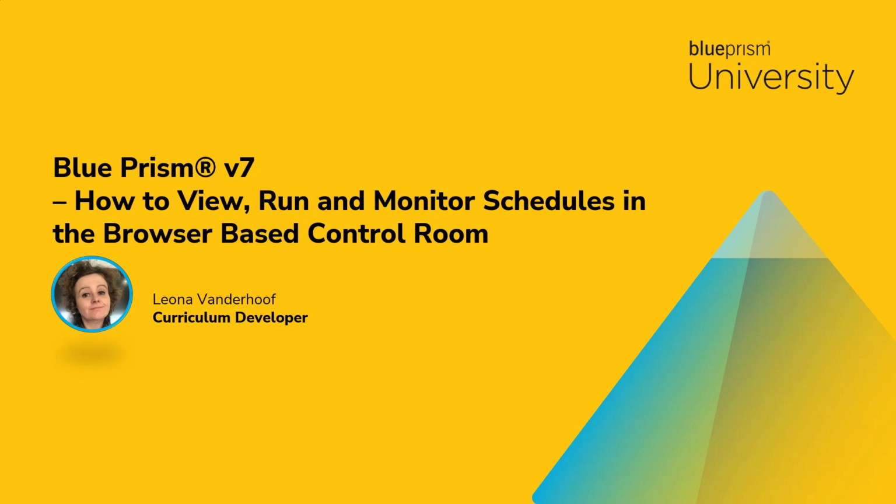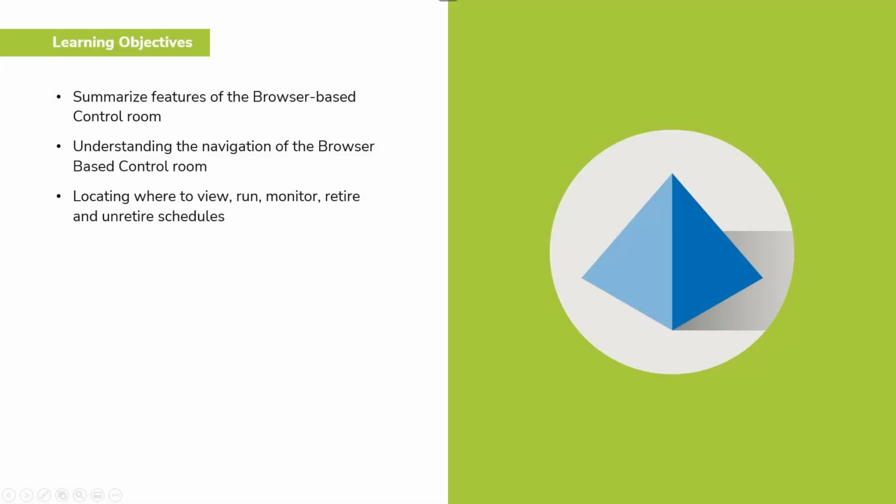My name is Leona Vanderhoof and this is a short how-to video where we're going to look at how to view, run and monitor schedules in the Blue Prism version 7 browser-based control room. In this session, we're going to summarize the features of the new browser-based control room. We're going to look at the navigation and also we're going to locate where to view, run and monitor, also retire and unretire schedules.